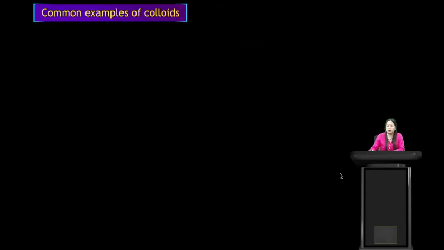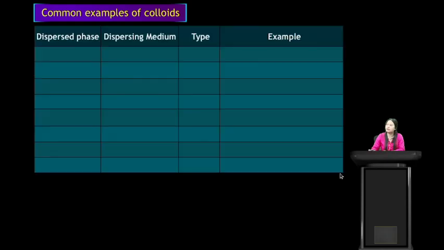Now let us see some common examples of colloids. We have discussed colloids. There are different types of colloids, depending on their dispersed phase and dispersing medium. The first we have is when the dispersed phase is liquid and the dispersing medium is gas. This type of colloid is called aerosol. Some examples are fog, clouds, mist.